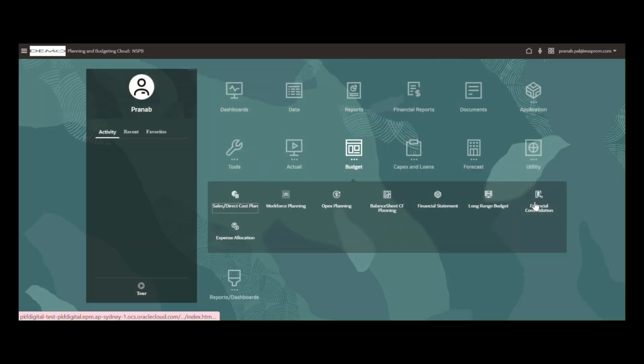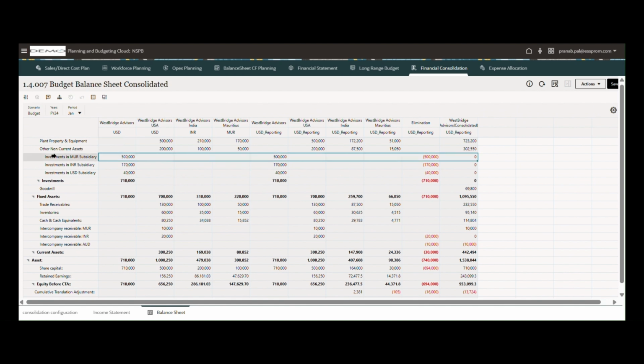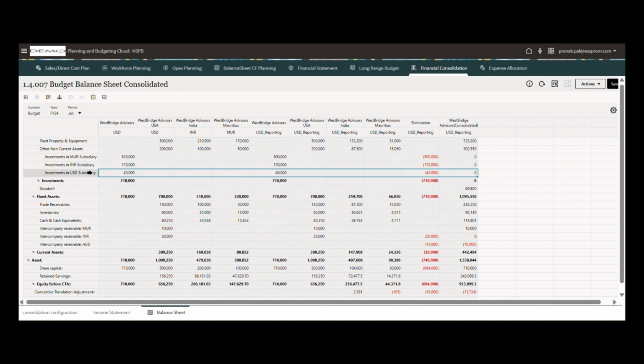Now, going back to the balance sheet consolidation screen, the holding company has made some transactions with the Mauritius, India, and USA subsidiaries. The amounts are then converted to its reporting currency. Since it is an intercompany transaction, the holding company is investing in a company of the same corporate group. Hence, the amounts are eliminated with a negative amount and finally at the consolidated level, the amounts turn out to be zero.